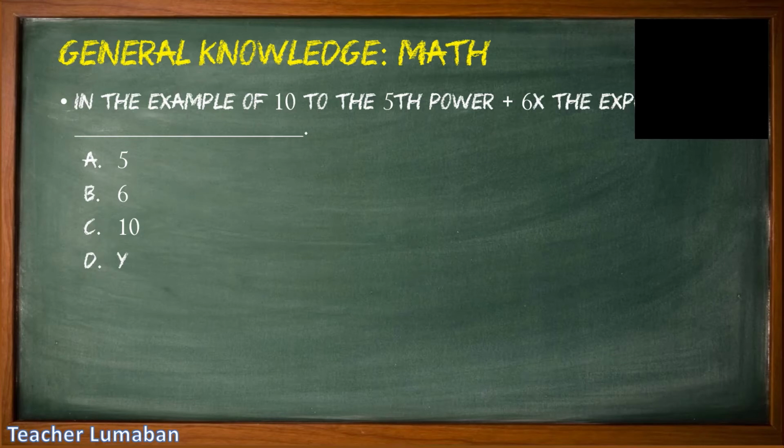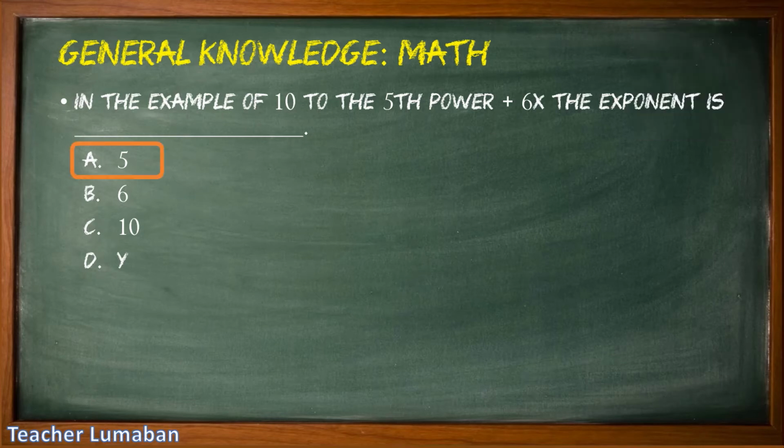The correct answer is letter A, 5. The exponent of 10 to the 5th power is 5. The formula is 10 multiplied by 10 multiplied by 10 multiplied by 10 multiplied by 10 equals 100,000. The exponent is 5.